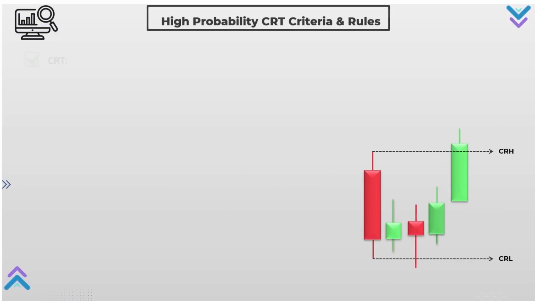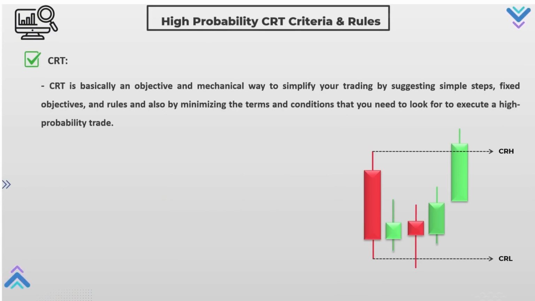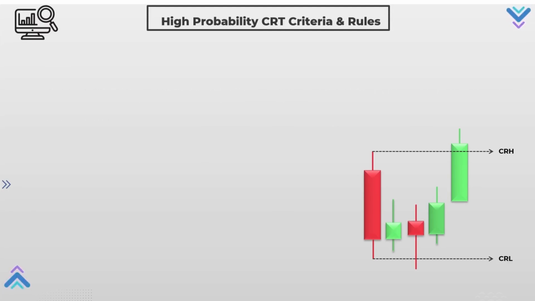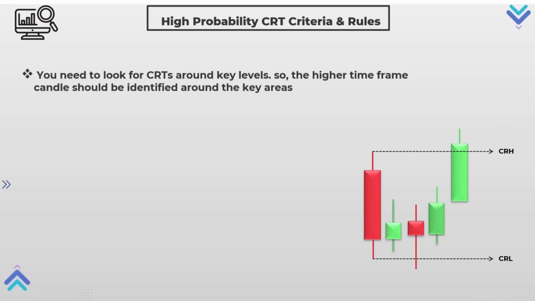Now let's see what criteria and rules we need to consider in order to identify high-probability CRTs. CRT is basically an objective and mechanical way to simplify your trading, by suggesting simple steps, fixed objectives, and rules, and also by minimizing the terms and conditions that you need to look for to execute a high-probability trade.